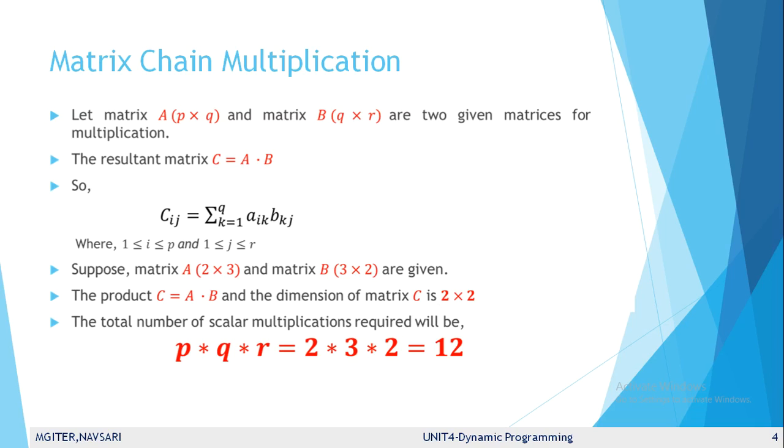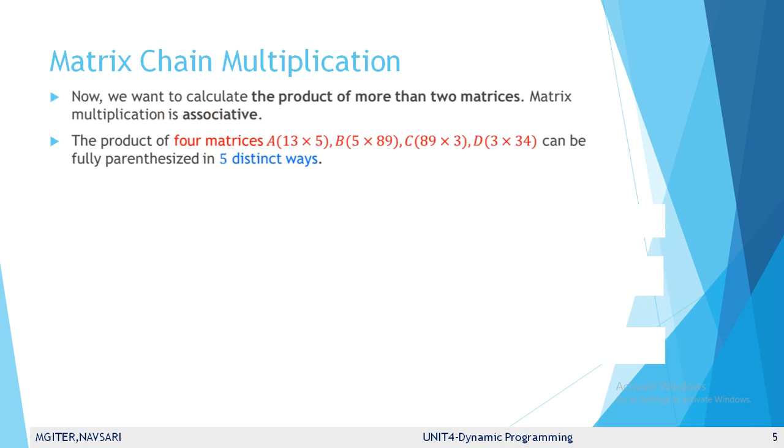Now how many total scalar multiplications are required here? That is P into Q into R, that is 2 cross 3 cross 2, so the total number of scalar multiplications is 12. Twelve scalar multiplications are required for the resultant matrix of 2 cross 2. The main aim of matrix chain multiplication is not just to find the matrix multiplication, but how to minimize the number of computations.